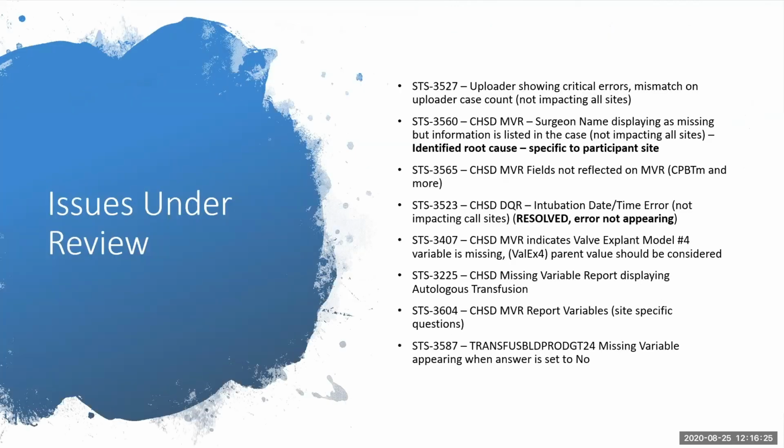Next, we are looking at issues currently under review. These are things that have been reported to us that we are investigating, looking into what's going on with them, starting with 3527. The uploader is showing critical errors, mismatch on uploader case count. This was reported to us by one specific site. It does not appear at this time to be any sort of wide-reaching issue.